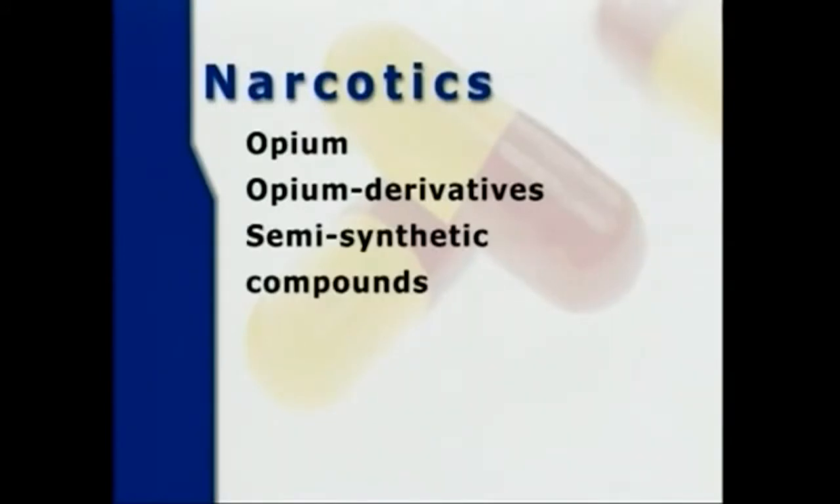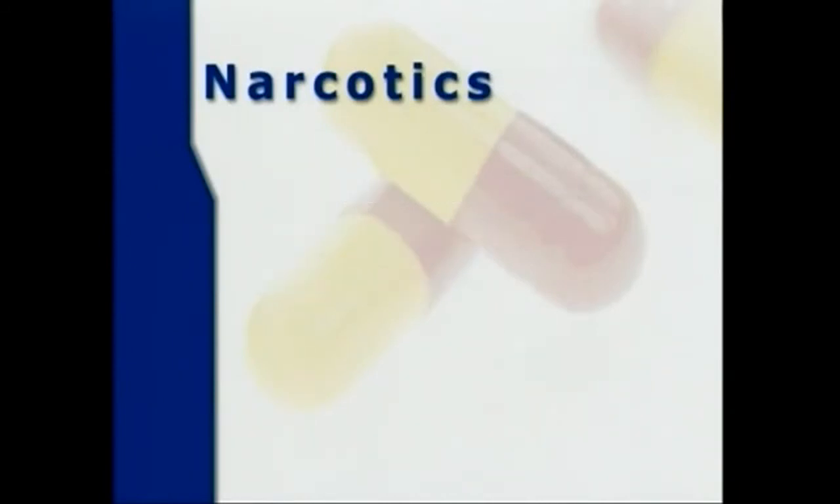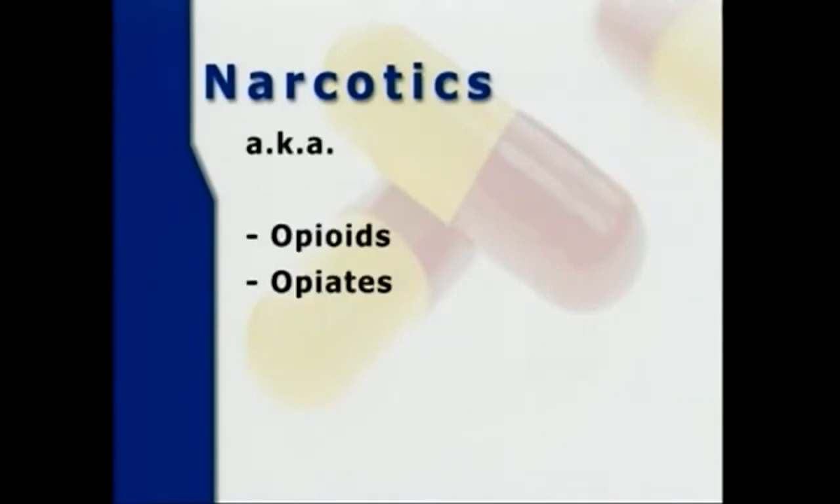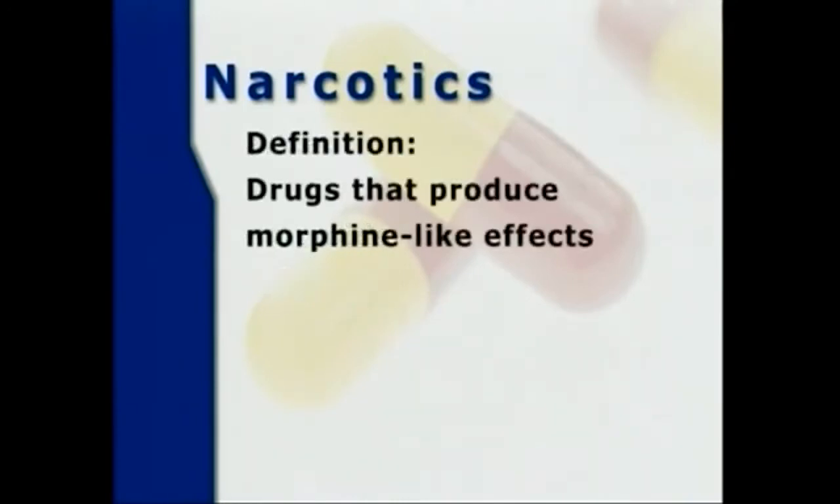You may hear some other terms used to describe a narcotic. While narcotic is the term we will use throughout this video, you may also hear persons refer to opioids or opiates. For the purposes of our discussion, the term narcotic refers to drugs that produce morphine-like effects.